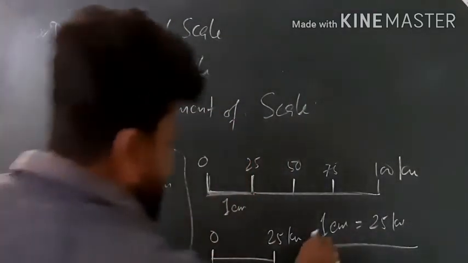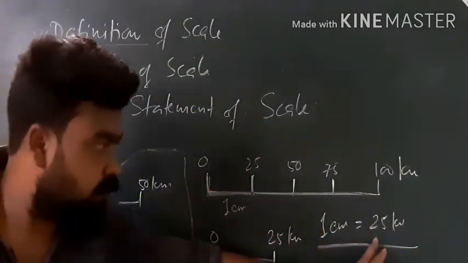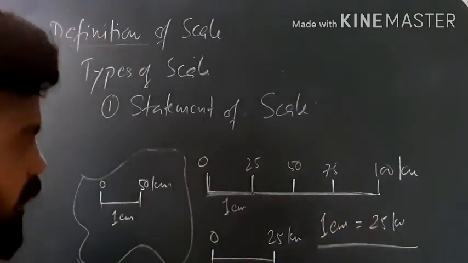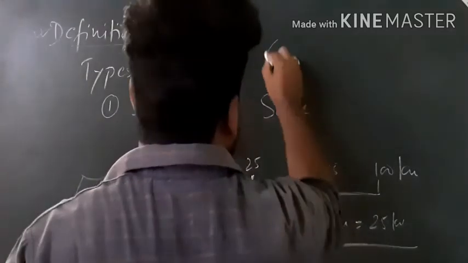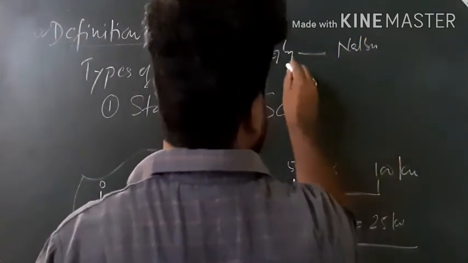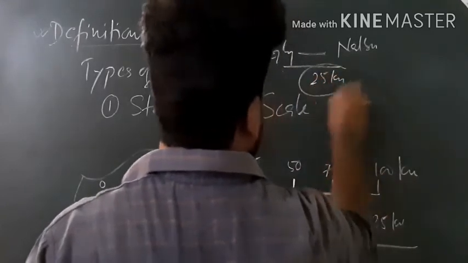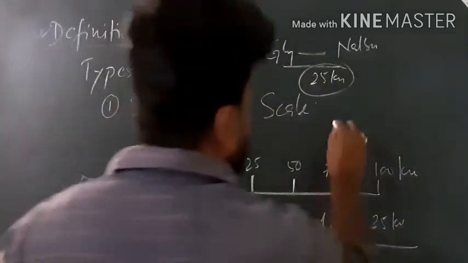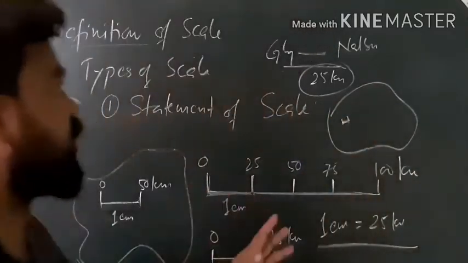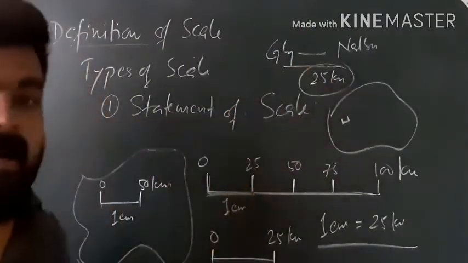Just with 1 centimeter is equal to 25 kilometer, we are representing. Suppose from Guwahati to the periphery area, suppose from Guwahati to Nalbari. If Guwahati to Nalbari is 25 kilometer, in the map we can represent this much. That means 1 centimeter is equal to Guwahati to Nalbari. 25 kilometer from Guwahati to Nalbari we can't draw.